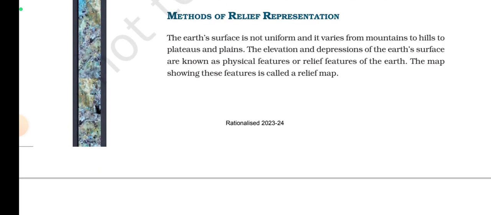Method of relief representation. The earth's surface is not uniform and it varies from mountains to hills to plateaus and plains. The elevation and depressions of the earth's surface are known as physical features or relief features of the earth. The map showing these features is called a relief map.